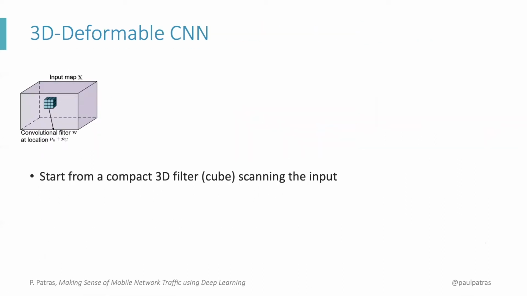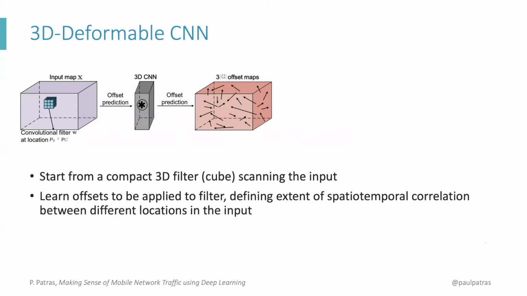So how does the 3D deformable CNN work? If you're familiar with CNNs, which probably most of you are, you apply them on images. You take a rectangular kernel and you slide it across an image. If you do 3D convolution, the kernel is a cube, and you scan the whole input with that cube. When you do 3D deformable convolution, the first thing we do is learn some offsets that will be applied to that filter. That's trying to understand to what extent there are correlations between different locations, both in terms of space and in terms of time, in a time window across a deployment.